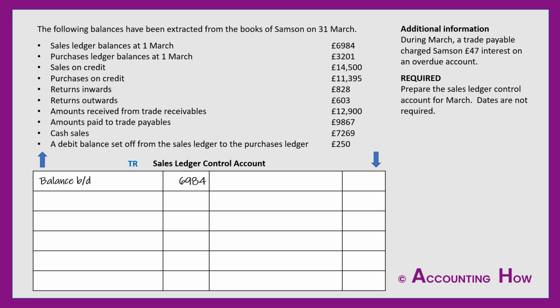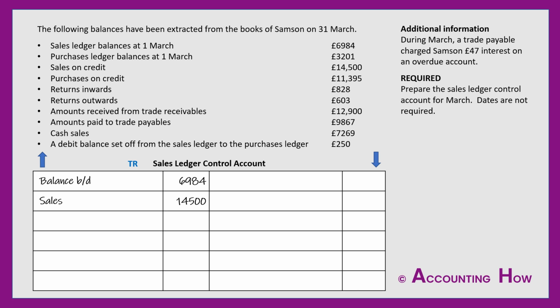Next, I've got sales on credit. Well, sales on credit create trade receivables, so that is going to be relevant. And then I've just got to ask myself, is this increasing what we are owed from our receivables or reducing? Well, if we've sold it to them, they now owe us even more money. So that 14,500 needs to be entered onto the debit. And there it is. Our trade receivables already owed us 6,984, and now during the month from selling them further things on credit, we're now owed another 14,500.